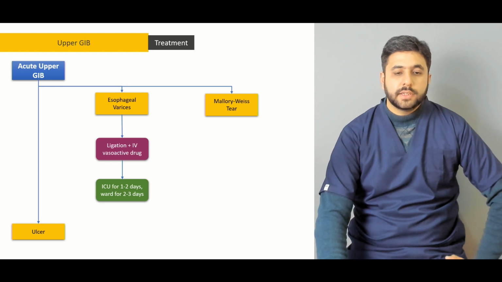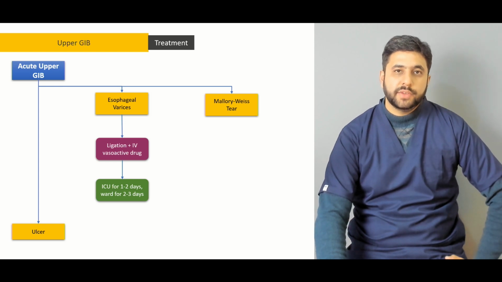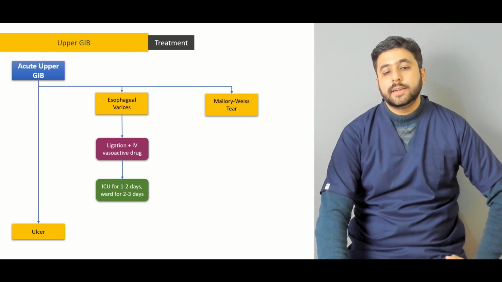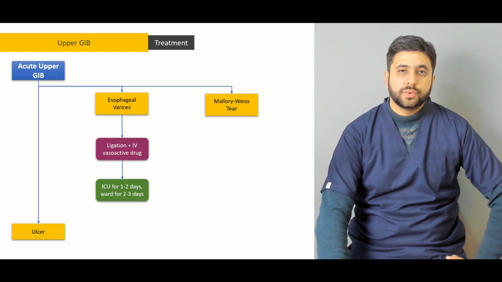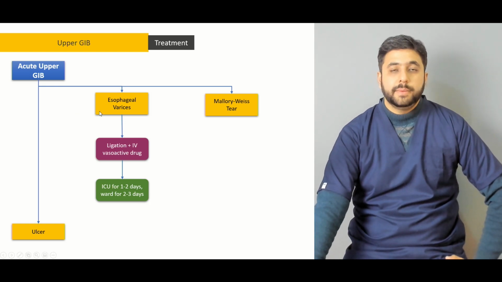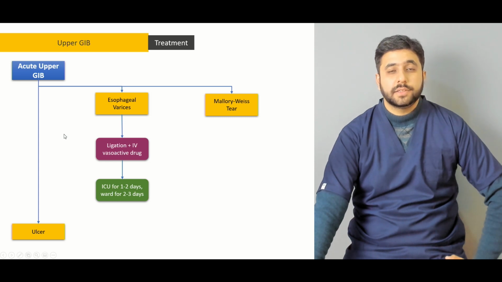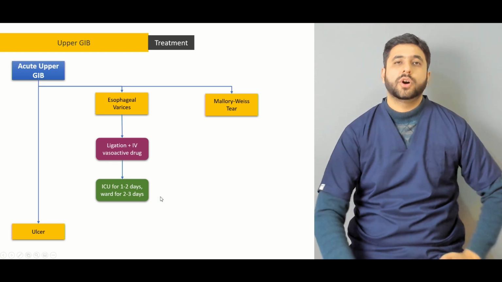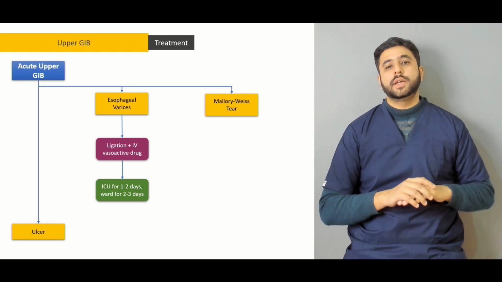This patient generally remains in the ICU initially for the first 1 or 2 days. He's closely monitored for rebleeding, and then he can be transferred to the ward in the next 2 to 3 days. But there is a large incidence of rebleeding in these patients, especially if the portal hypertension is very high and there is end-stage cirrhosis in this patient. So there are certain other options also available for these patients.